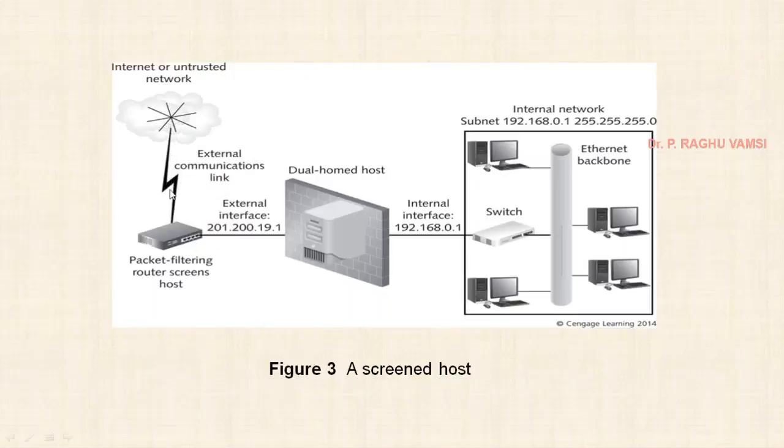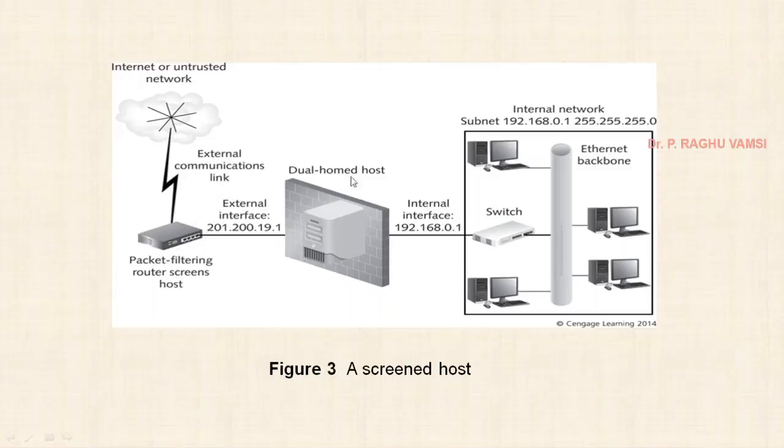Traffic is coming from the outside world. This is the packet filtering router, the screened host here. That means most of the unknown, or sorry, most of the known traffic will be allowed into the computer or into the network. That means at this level, most of the unknown traffic can be eliminated. So known traffic can be allowed into this network.